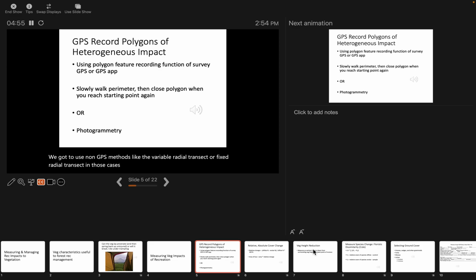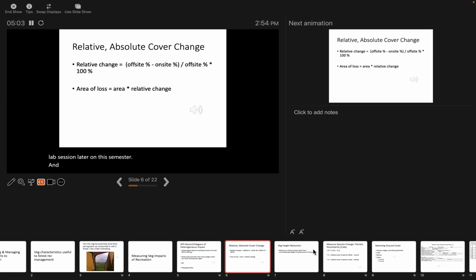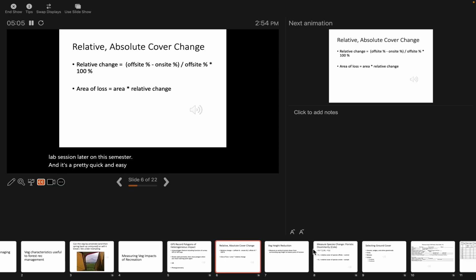So fixed radial transect is just a survey technique. We'll go through that in a lab session later on in the semester. And it's a pretty quick and easy thing. You just got to record some numbers, then you dump them into a spreadsheet. Later on, you don't have to do any computation yourself. It's just triangle math and stuff like that.